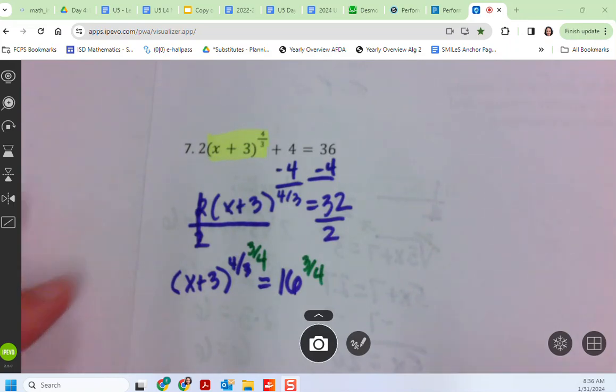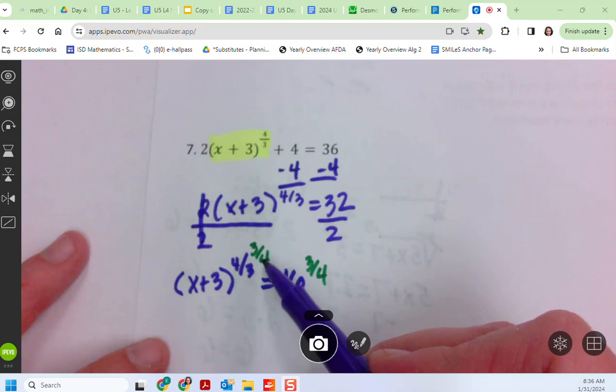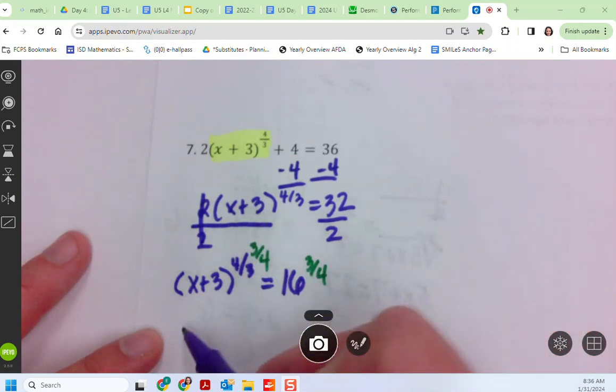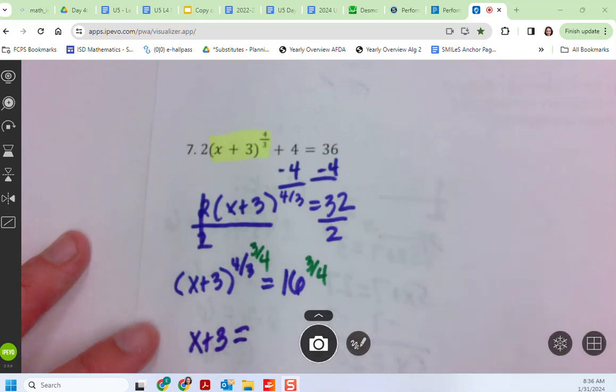All right, so 4/3 times 3/4, that actually cancels out, so you just have x plus 3 equals.